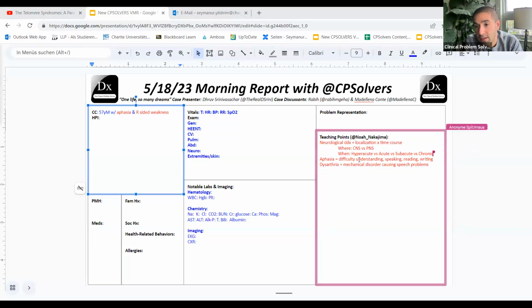And those four things are: what is the last known normal? What is the blood glucose? What is the blood pressure? And is the patient on anticoagulants? Those four things you'll need to know right away.